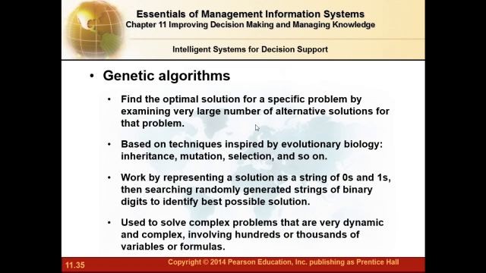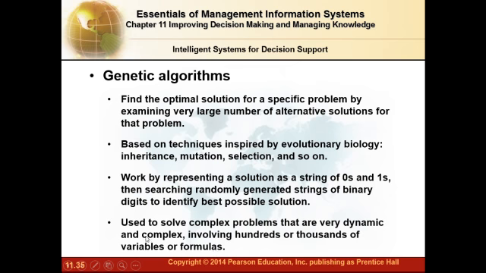Okay? So based on techniques inspired by evolutionary biology, inheritance, mutation, selection, it works by representing a solution as a string of 0s and 1s, then searching randomly generated strings of binary digits to identify the best possible solution. It is used to solve complex problems that are very dynamic, involving hundreds or thousands of variables or formulas.